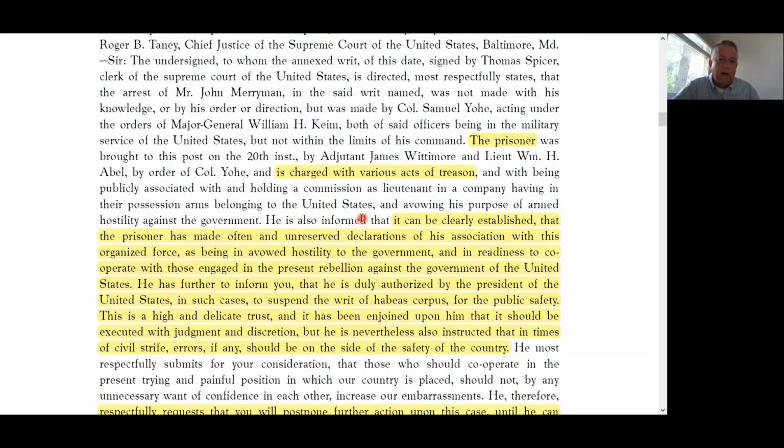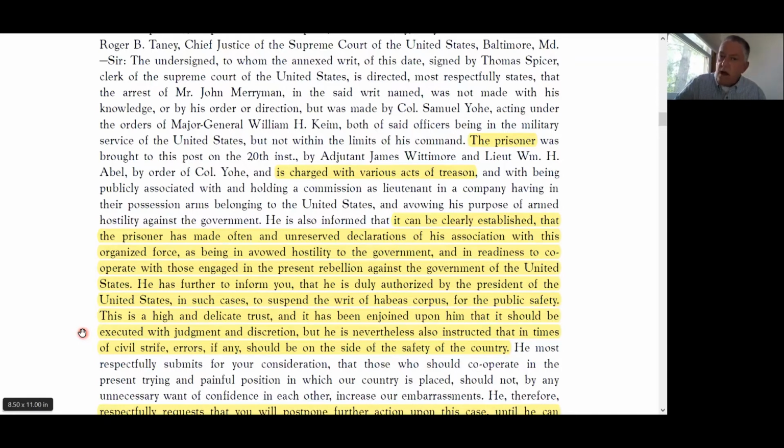That according to the U.S. military, according to General Cadwalader, Merryman has made clear his intentions. He will join the rebellion. He will be part of the Confederacy. And Cadwalader says it can be clearly established that Merryman has done this. Furthermore, Cadwalader says, he is duly authorized by the President of the United States to suspend the writ of habeas corpus for the public safety. This is a high and delicate trust enjoined upon him by the President, and he is instructed that in times of civil strife, errors should be on the side of the safety of the country.